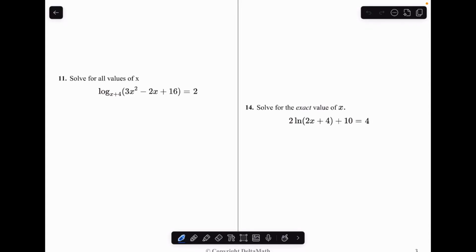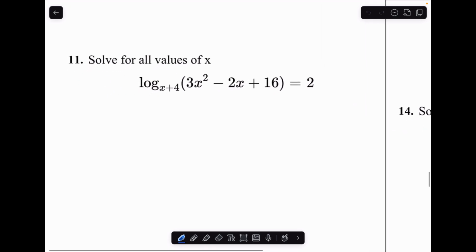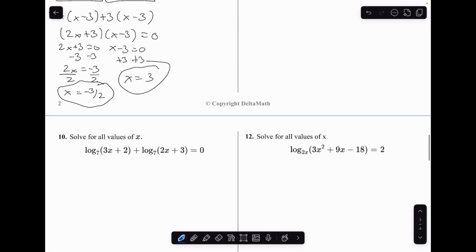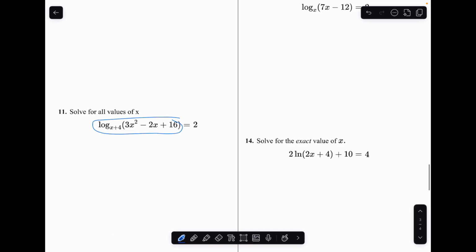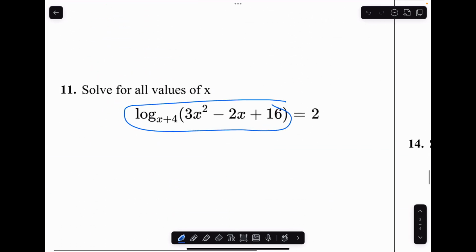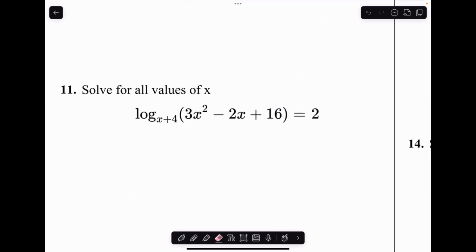Math 3 students, we're going to continue with solving logarithmic equations today. We'll go ahead and get started here with number 11. In this case, our log is already by itself. Sometimes in the other problems we have to work to get a singular log on one side, but here we've already got that, so we can just write it as an exponential.